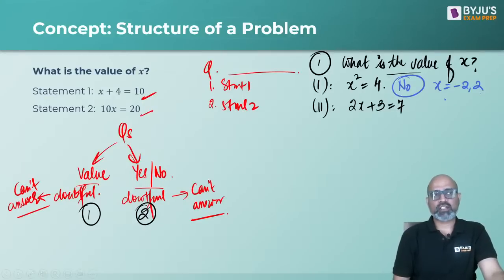Now the question arises, what happens if there are two values? What happened? What's the problem? What is the value of x? The value of x is -2 or 2. What is the problem here?